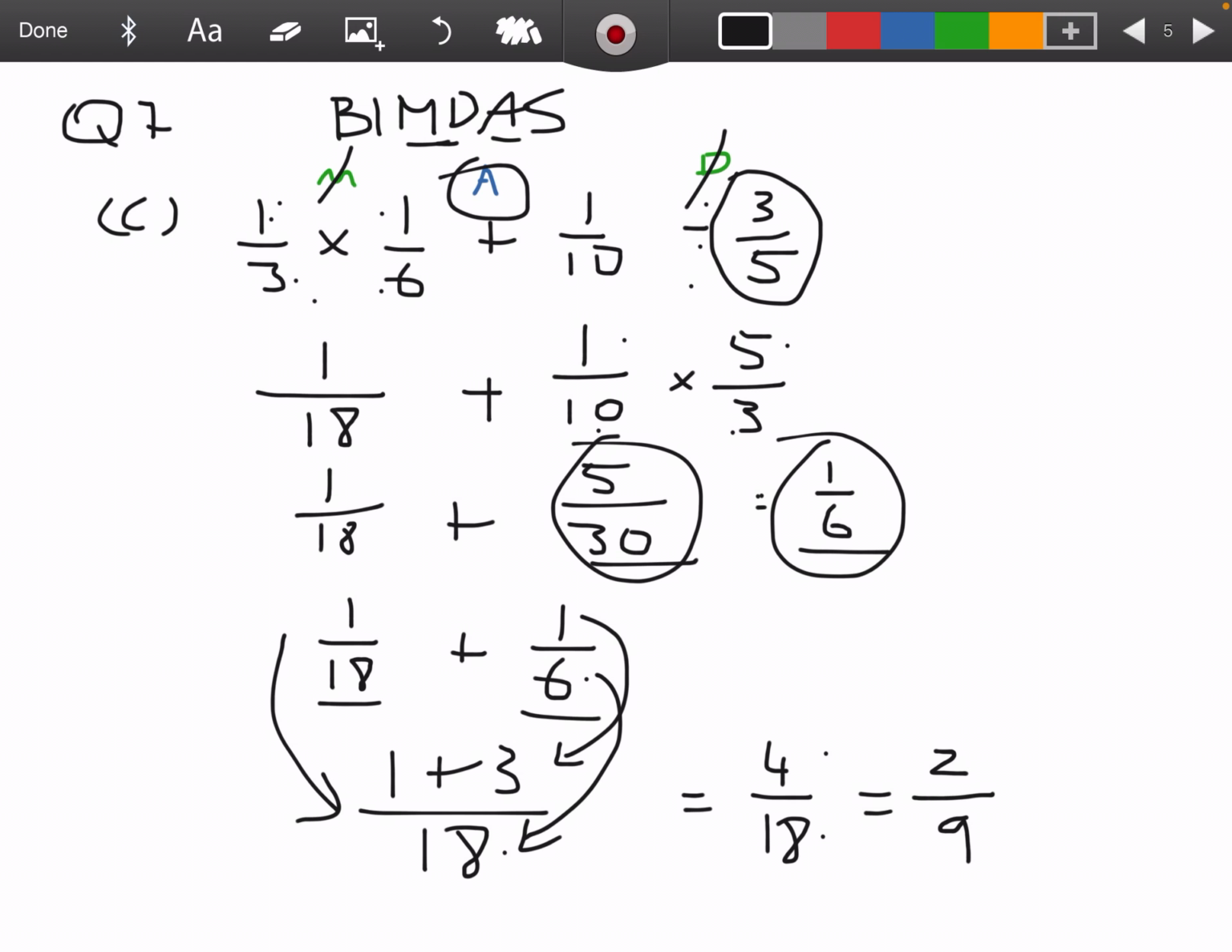So hopefully that rings a bell and we're able to attempt the rest of the questions from number 7, and we'll see how we go from there.